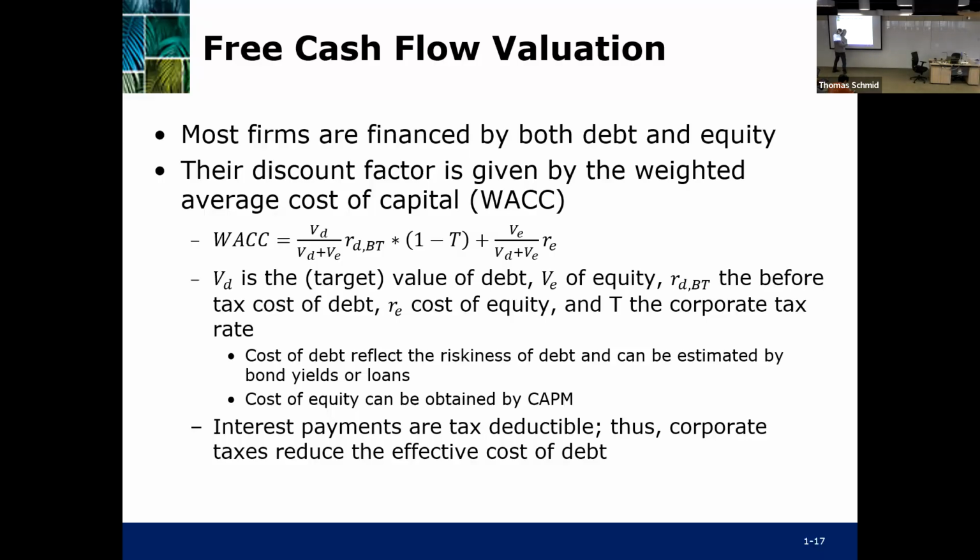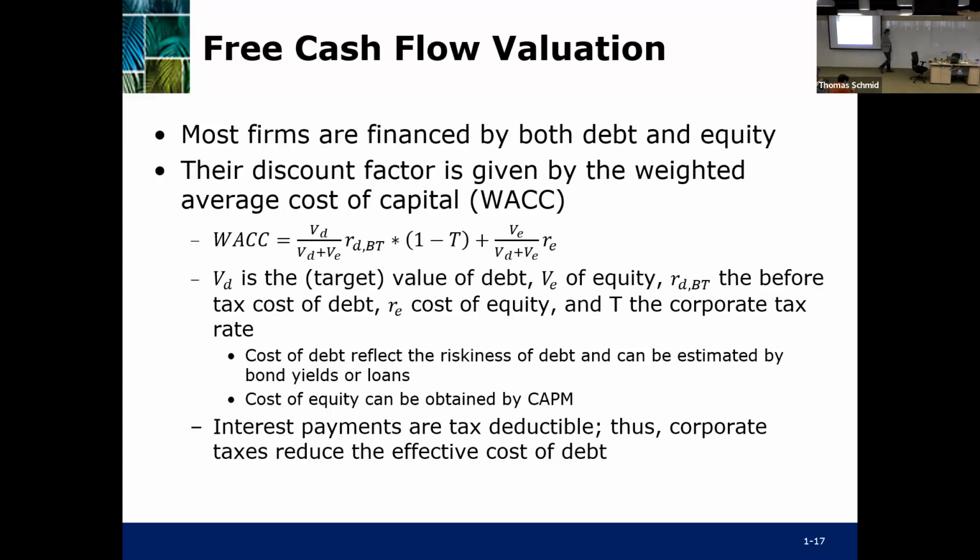Yeah, so the cost of debt here reflects the riskiness of the debt, and the cost of equity obviously reflects the riskiness of the equity. So cost of equity, again, very simple. We can use the capital asset pricing model, so risk-free rate plus market risk premium times beta. So how can we calculate the cost of debt?